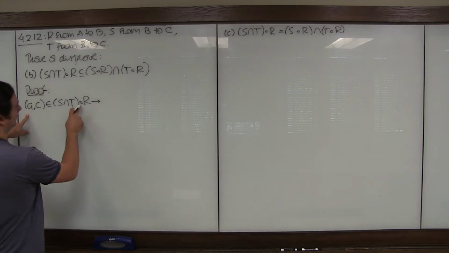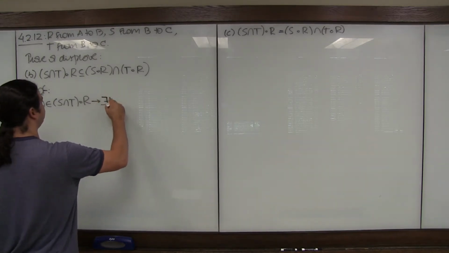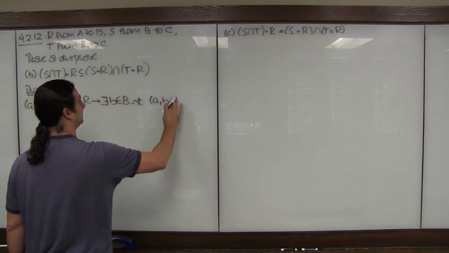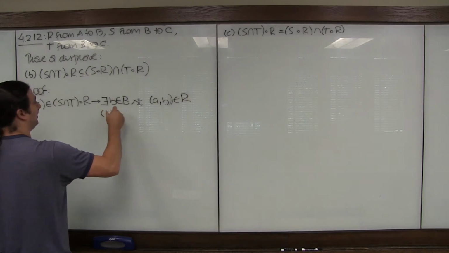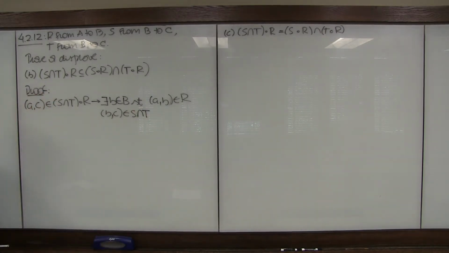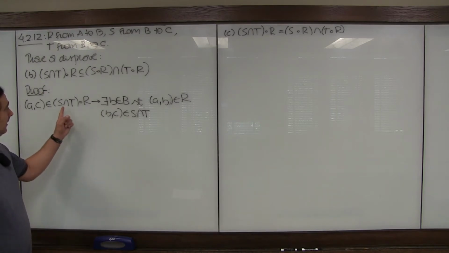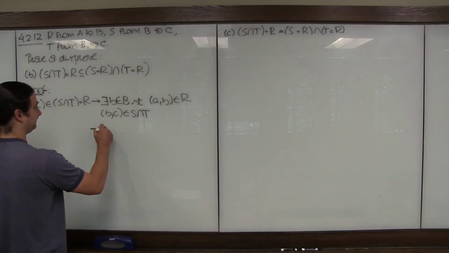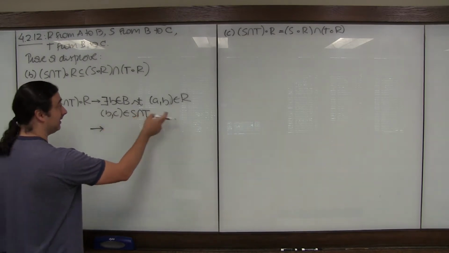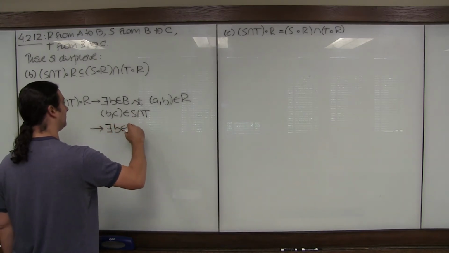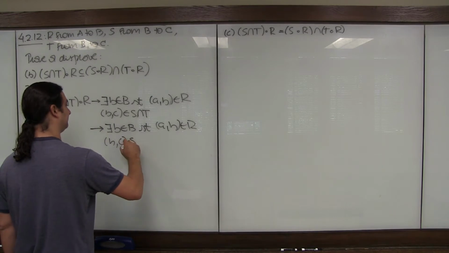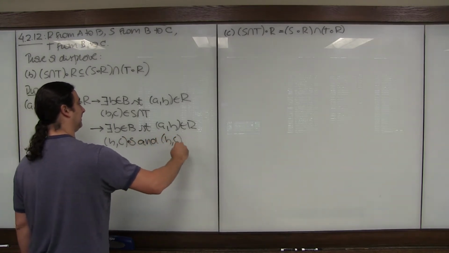So by definition of composition, it implies there exists some B in capital B such that (A, B) is in R and (B, C) is in the intersection of S and T. So this is simply the definition of composition. Now this implies, by definition of the intersection, that it is in both. So there is a B in B, so I'm just copying, such that (A, B) is in R, (B, C) in S, and (B, C) in T.